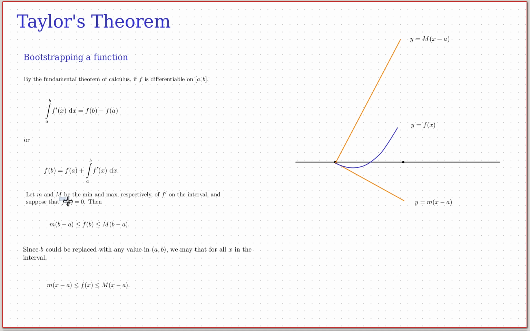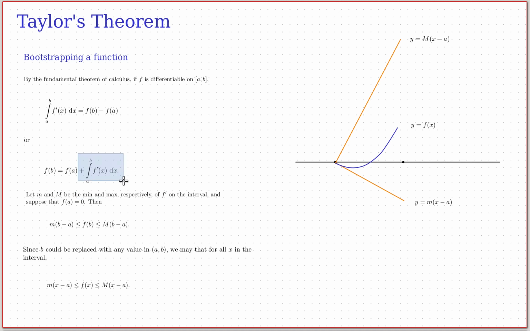Okay? Now, as I said, we want to talk about bootstrapping a function, so a function that starts off from 0, from nothing. So we're going to assume that f of a is 0, and therefore that this term is absent, right? That term is 0. And furthermore, let's assume that we know what the max and min of f prime are on the interval. So I'm going to let little m and big M be the min and max, respectively, of f prime on the interval.